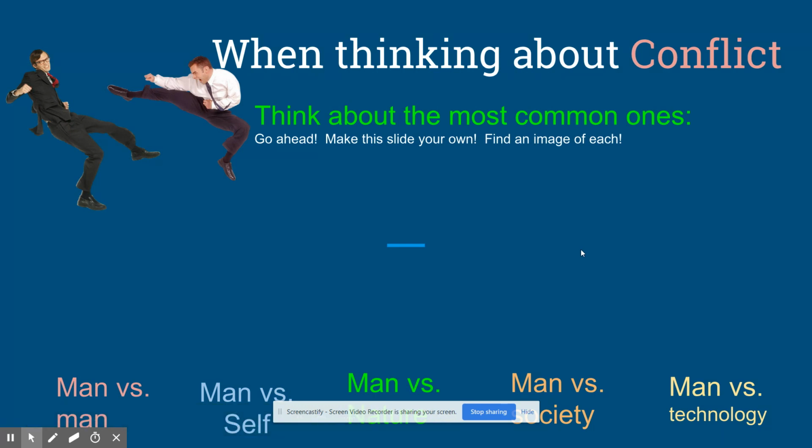When you're thinking about the conflict, think about the most common ones. There's man versus man. There's man versus self. There's man versus nature, man versus society, or man versus technology. Maybe there's a conflict with a person that they need to overcome. Maybe there's a conflict with their self that they need to overcome, or with nature, or maybe there's a big issue in society, or maybe robots are taking over.